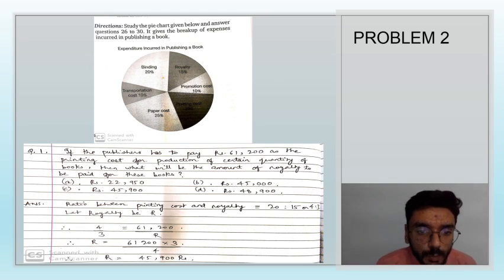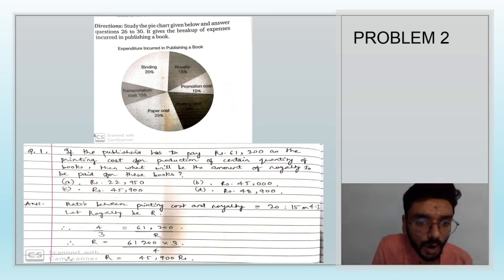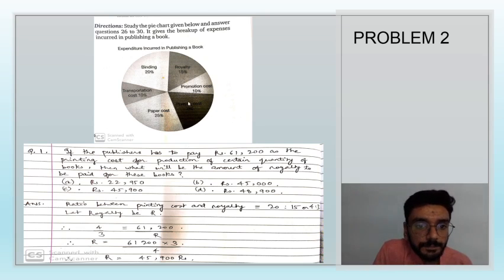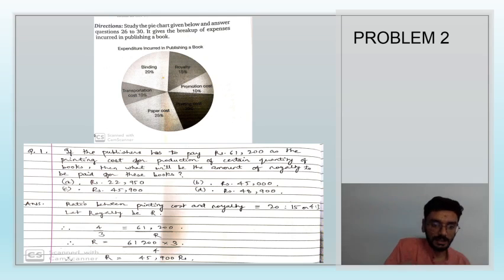If the publisher has to pay 61,200 rupees as the printing cost for the production of a certain quantity of books, then what would be the amount of royalty to be paid for these books? Printing cost is 20%, and it is given as 61,200. Royalty is 15%. First we need to calculate the ratio between the printing cost and the royalty, since we need to find the royalty for a printing cost of 61,200 rupees.